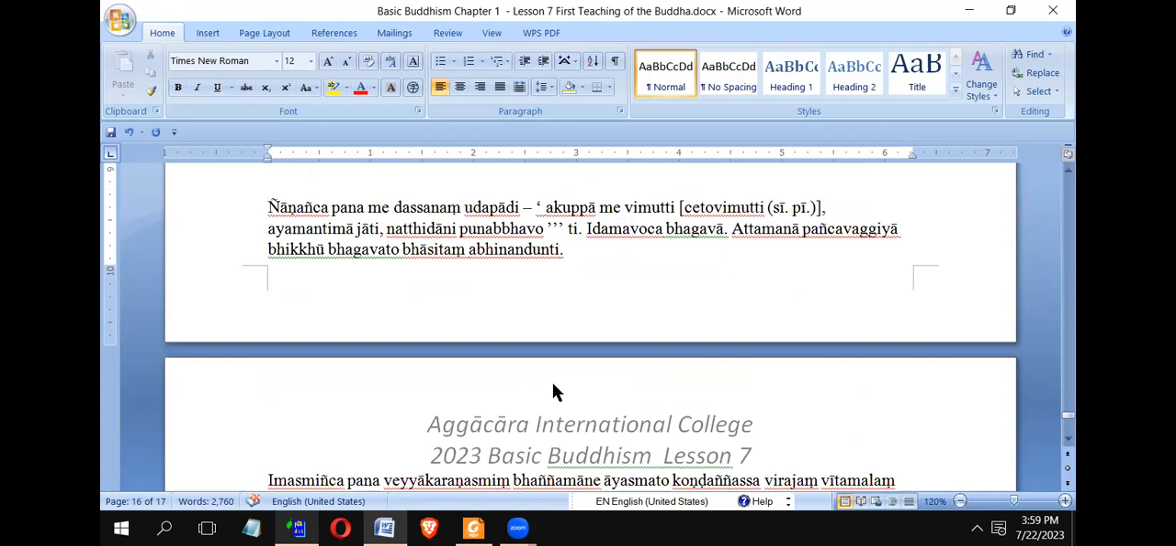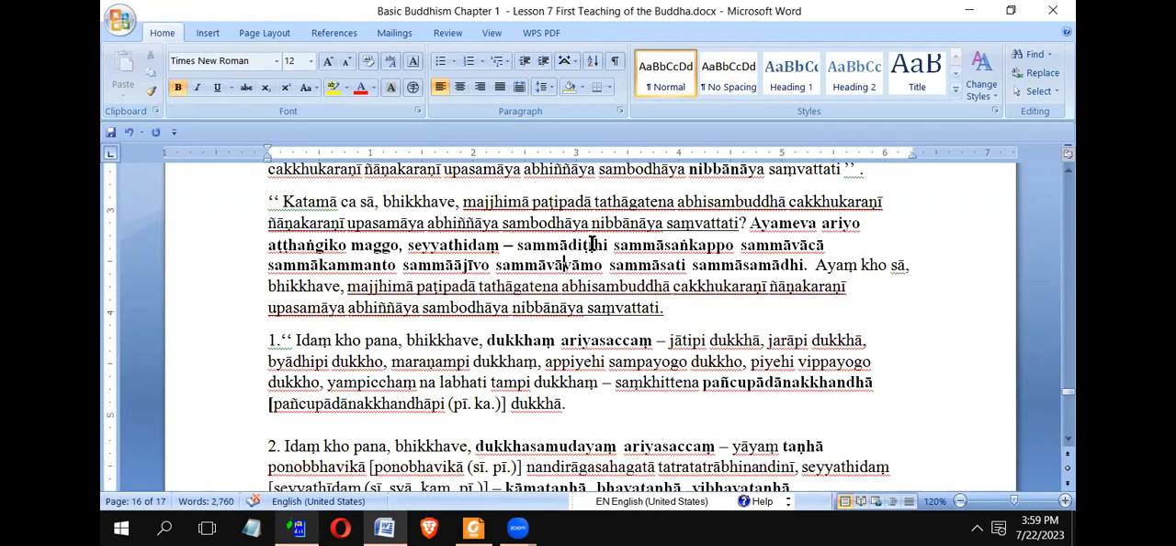Then the rest. Nanancha pana me dassanam udapadi, akuppa me vimutti, ayamantima jati. Antima, anta is the last portion. Jati natthi idani, idani is now. Punabbhavo: there is no more future life. Idamavoca bhagava. The Buddha said like this, right? Attamana pancavaggiya bhikkhu, the 5 ascetic bhikkhus, bhagavato bhasitam abhinandum. They delighted in the Buddha's word. Okay, so this means that they rejoiced.